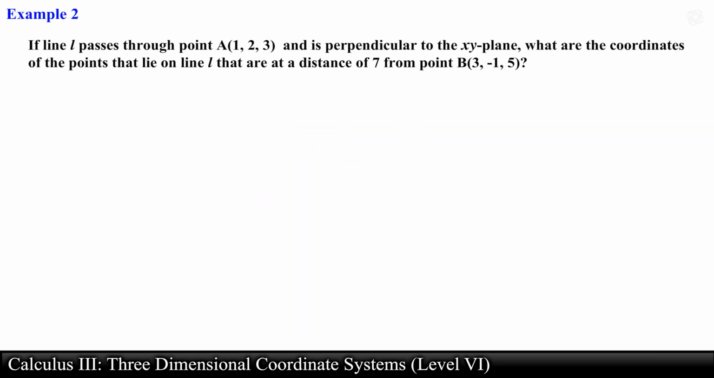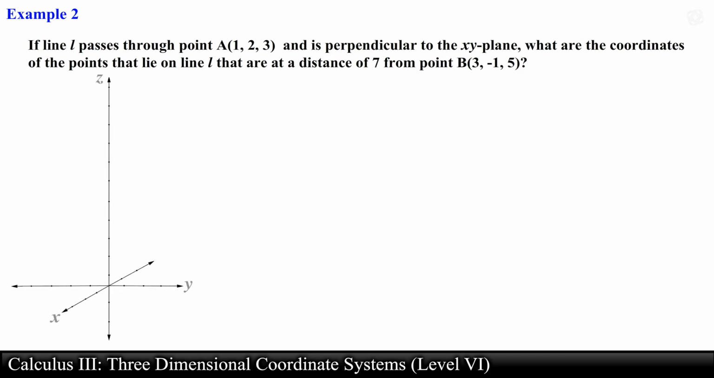Alright, let's try the second example. If line L passes through the point A with coordinates 1, 2, 3, and is perpendicular to the xy plane, what are the coordinates of the points that lie on line L that are at a distance of 7 from point B with coordinates 3, -1, and 5?